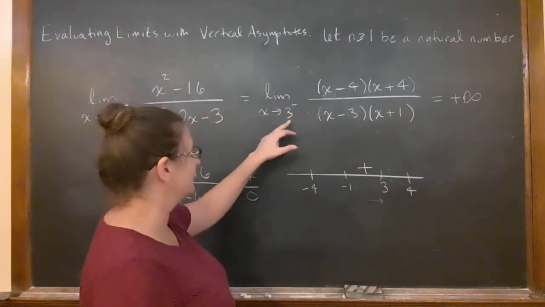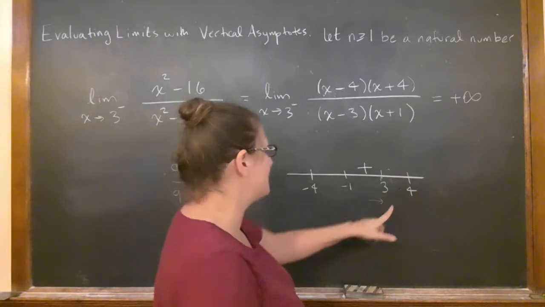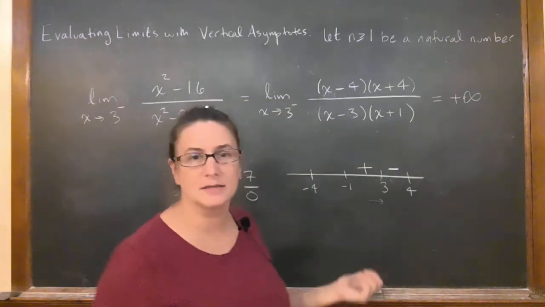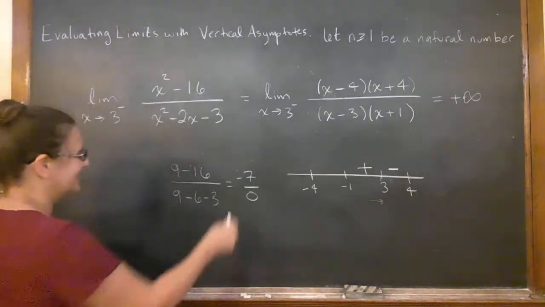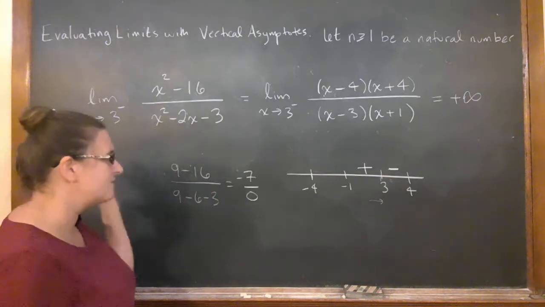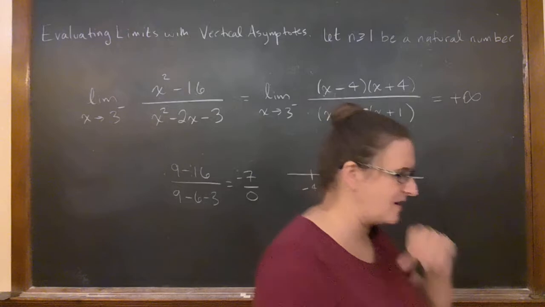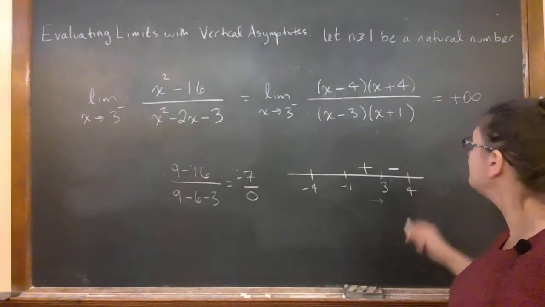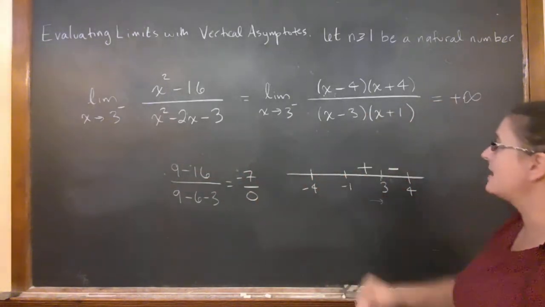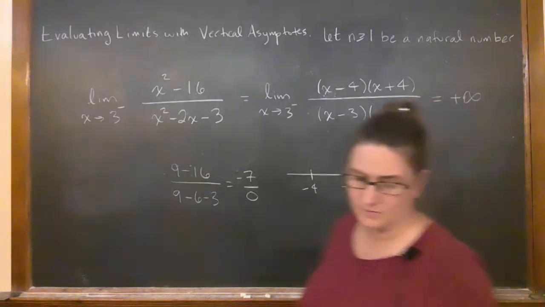If instead I was going to 3 from the right, then I would figure out this region. I would find out that that's negative, and then my answer would be negative infinity. So you see, this didn't help me. This helped me only because I realized, oh, I've got a vertical asymptote because I'm dividing by 0. I'm dividing a finite number by 0. Okay? It's the sign chart and figuring out which direction I'm going to that asymptote that is going to tell me whether I'm going positive infinity or negative infinity.